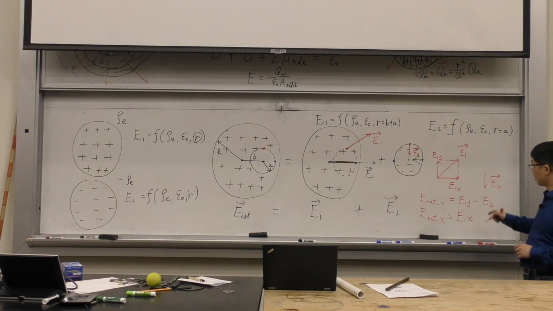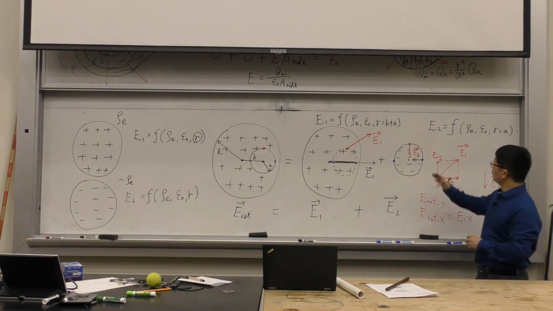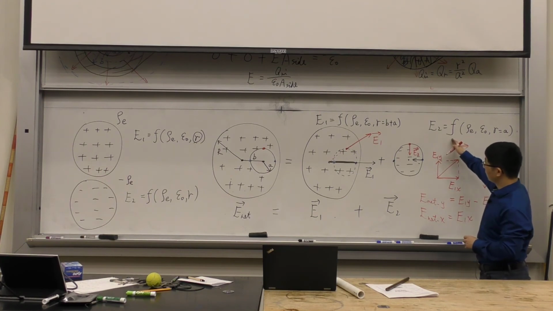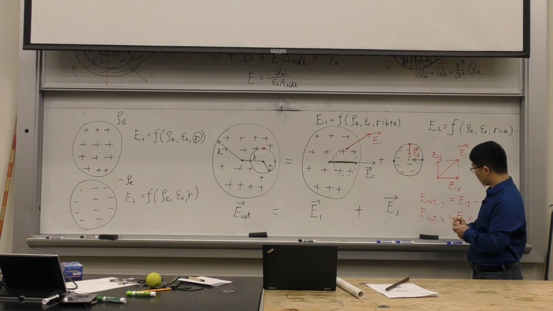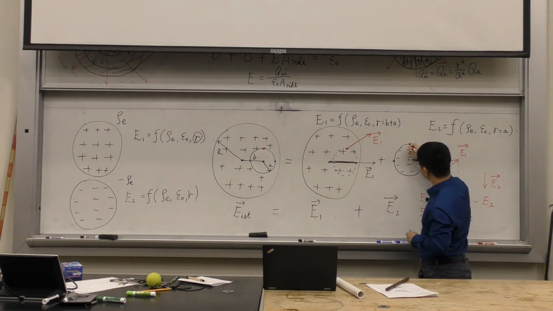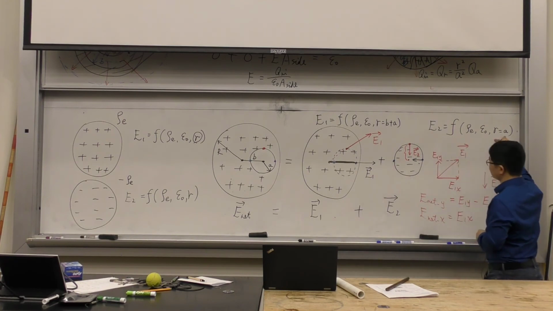If E1y is still larger than E2, right? Okay, so E2, you can still use this expression, right? Because the same expression. What is the R you should plug in for E2 at the top? Well, that's still going to be A, right? Because that's still the radius, so I'm going to still use this, okay? Because the distance is the same.